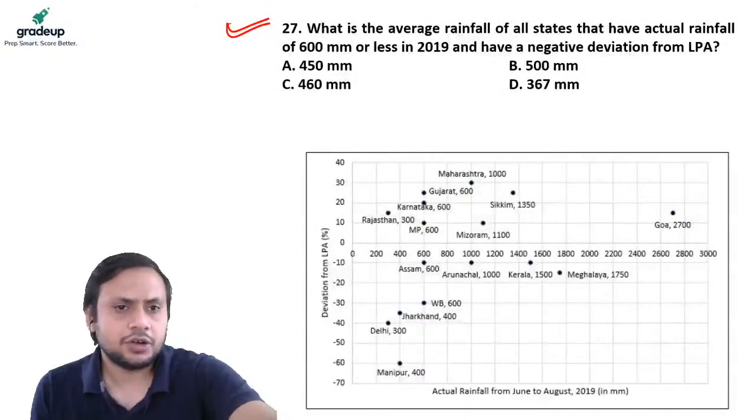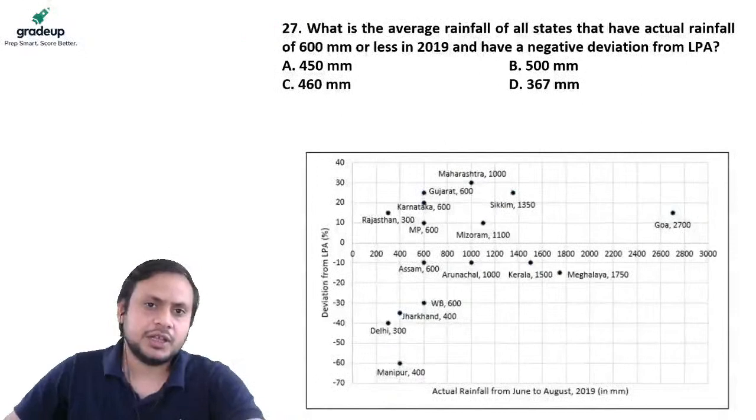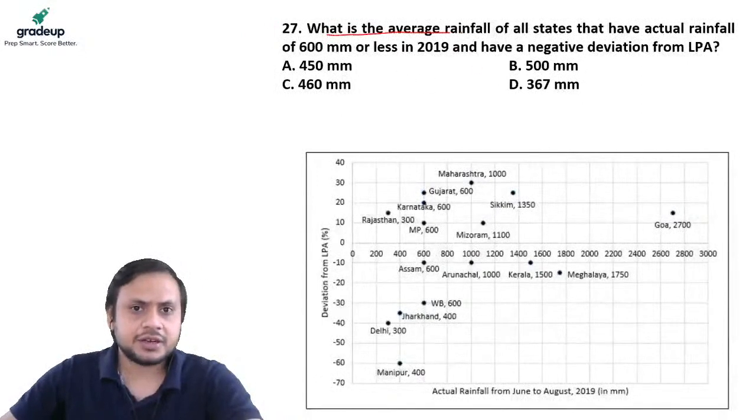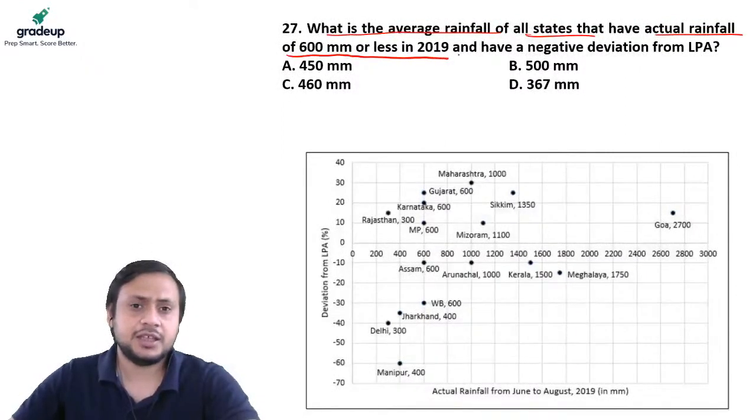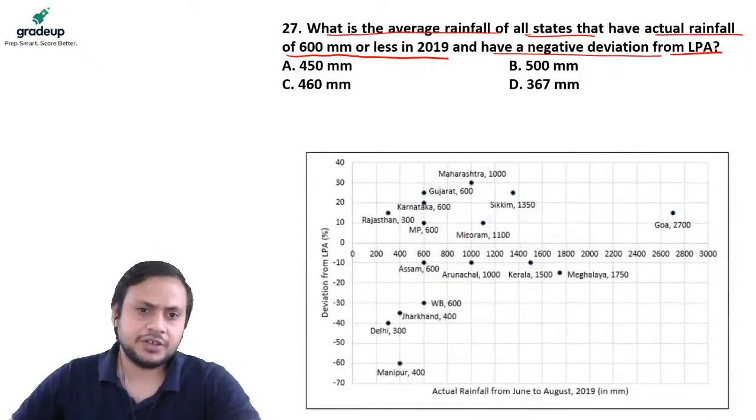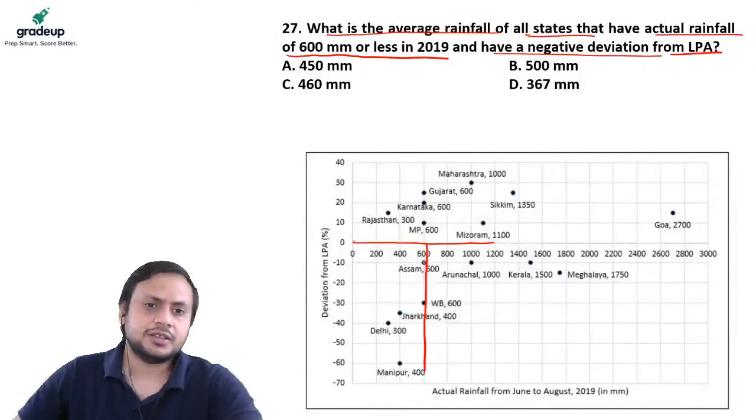Anyway, if we talk about question number 27, what is the average rainfall of all states that have actual rainfall of 600 mm or less in 2019 and have a negative deviation from LPA? Negative deviation, so below this line, right? And can I say something like this? We are looking at this, or basically this portion. That's it.